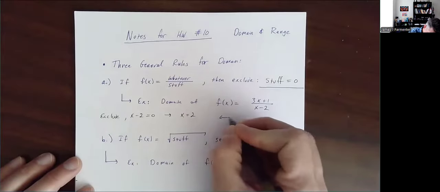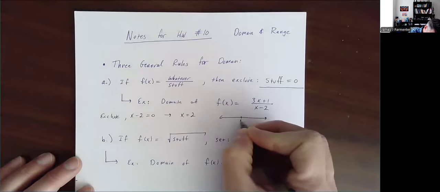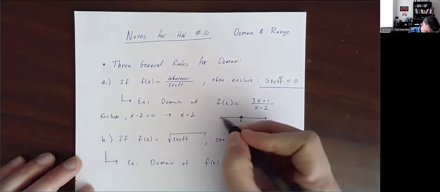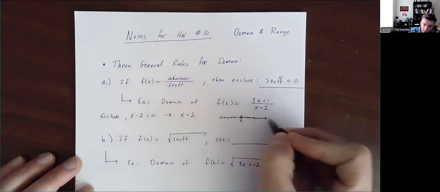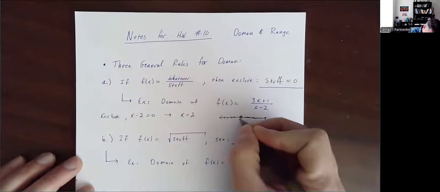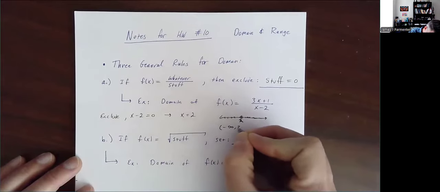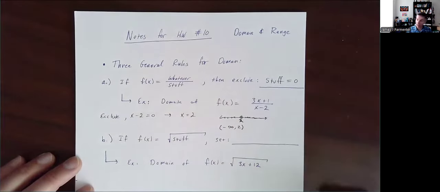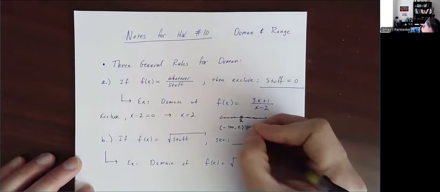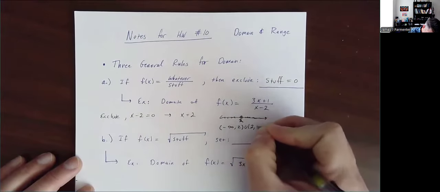You can draw a little number line if you like. There's 2. I don't want 2. I want everything over here. I want everything over here. So my interval notation is going to be everything from negative infinity to 2 with the parentheses to exclude the 2, union everything from 2 to infinity.